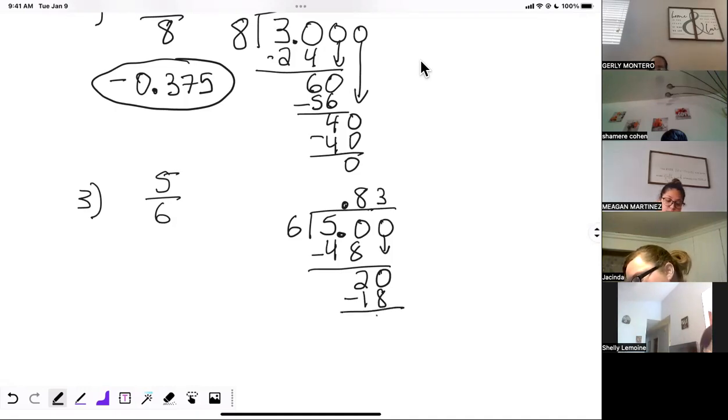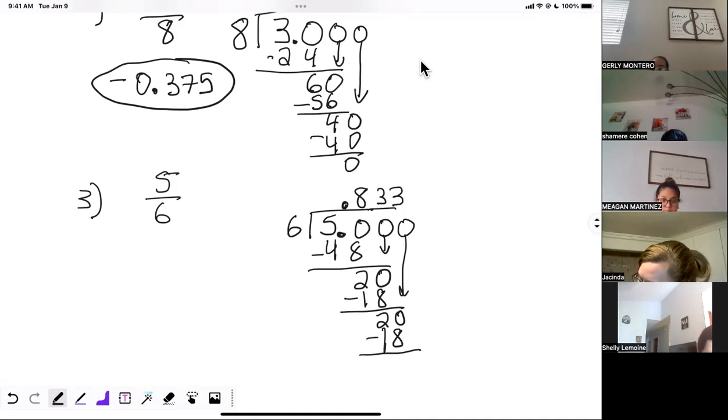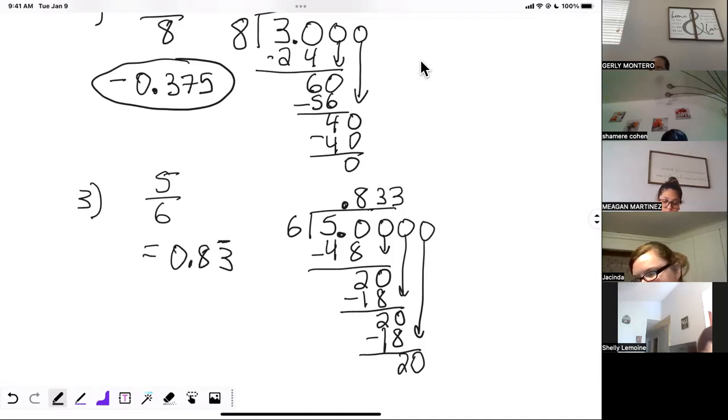Subtract, I get 2 and bring down a 0, and I have 20 again. Okay, so what's going to happen? I got a 3, I got an 18, I have again 2, and I'm going to bring down a 0. See what's going to happen? It's going to be 3 repeating. So my answer is going to be 0.8 with the 3 repeating. You don't have to keep going. Once you realize the number is repeating, you just stop and you write it as a repeating decimal.